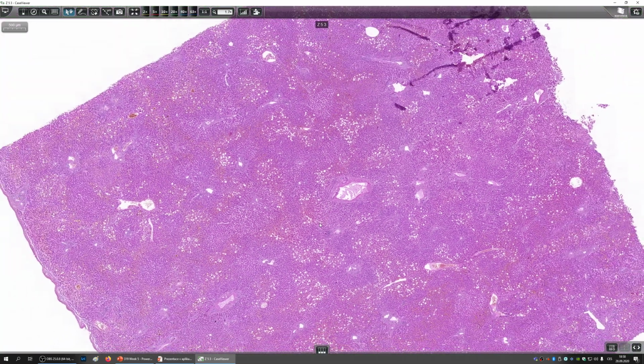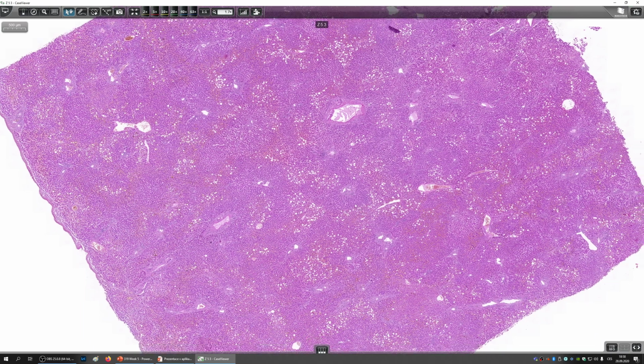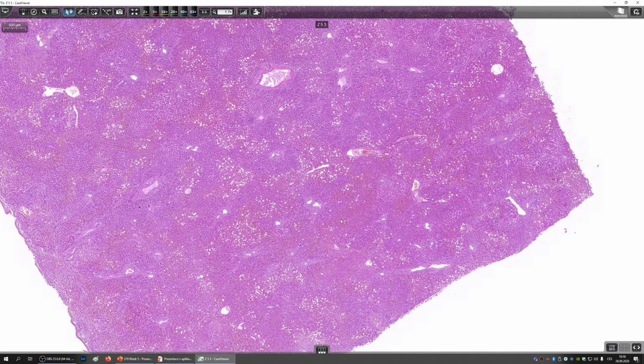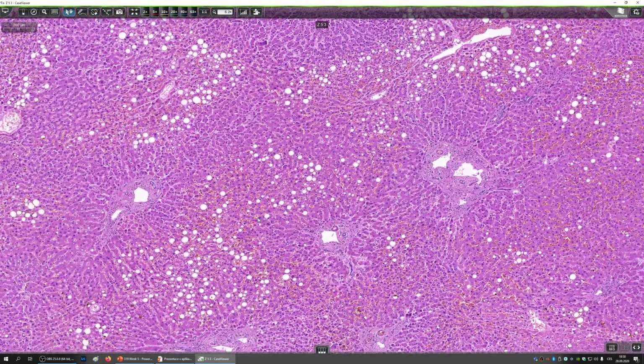If I zoom out, I can see that there are some areas which are a bit more red. These are the areas which are engorged with blood. These usually tend to be centered around the central veins. So you can see that we have areas which are engorged with blood. This will give the look of the nutmeg in macroscopy.